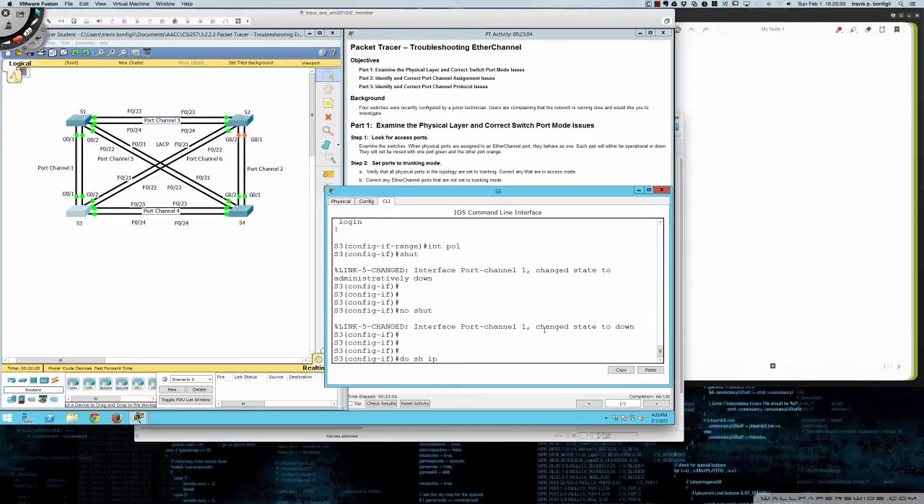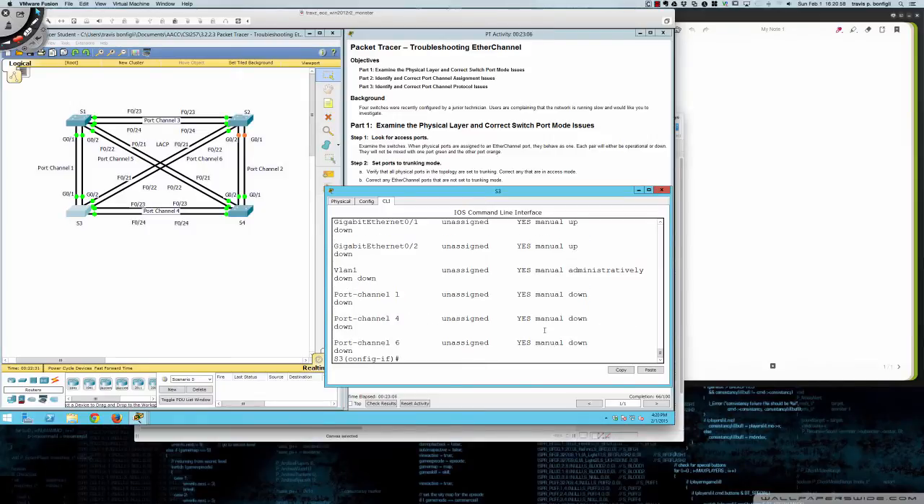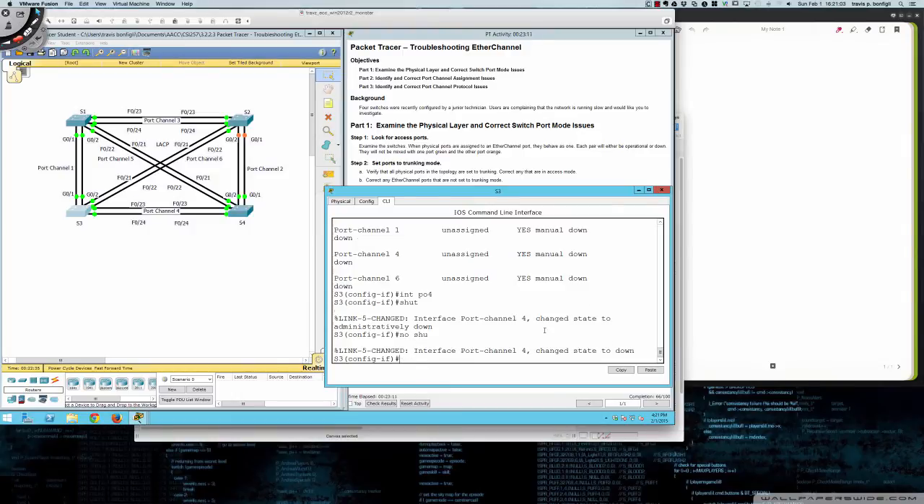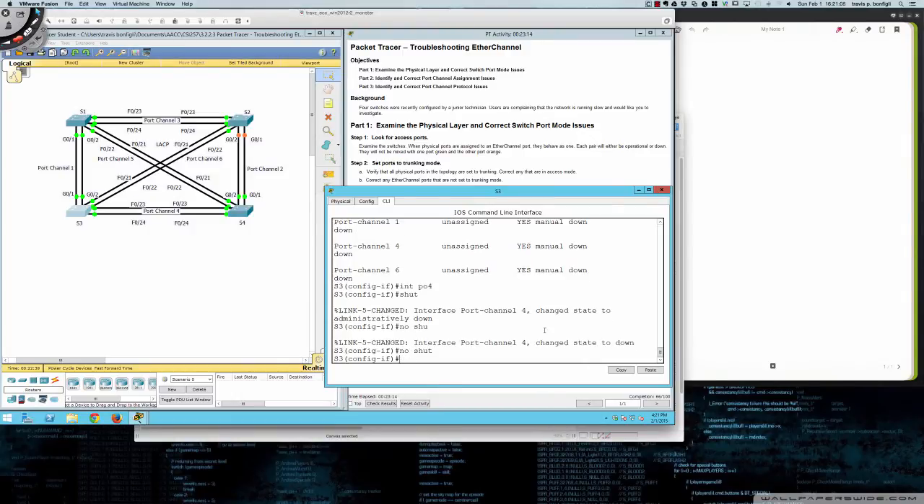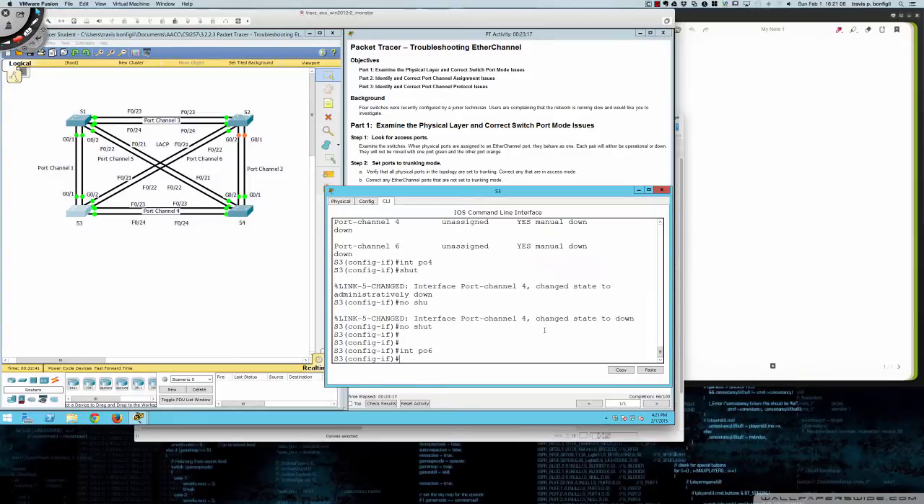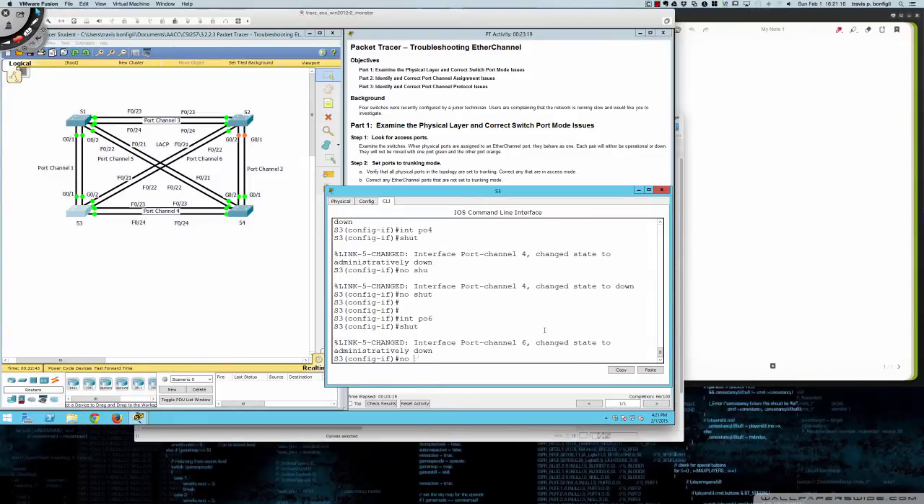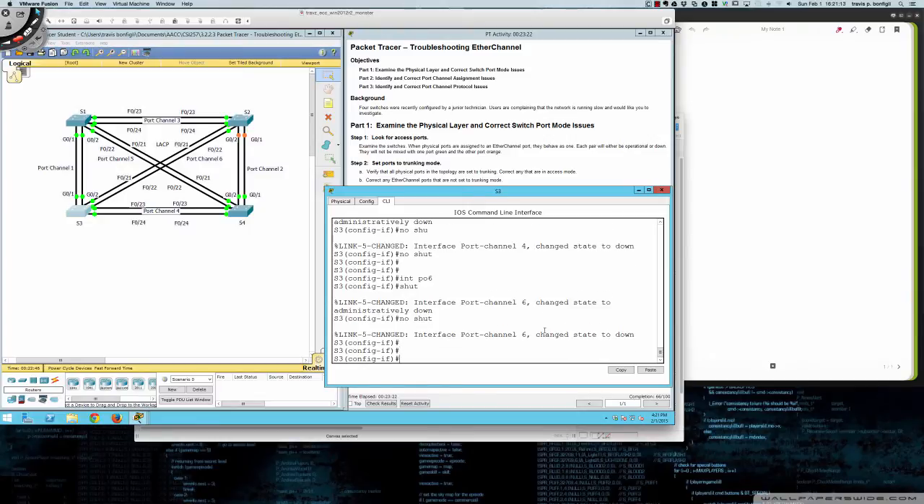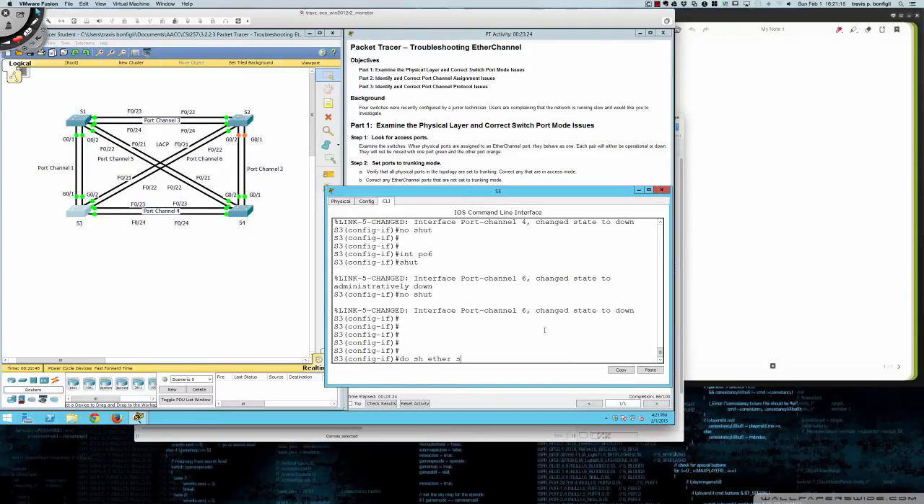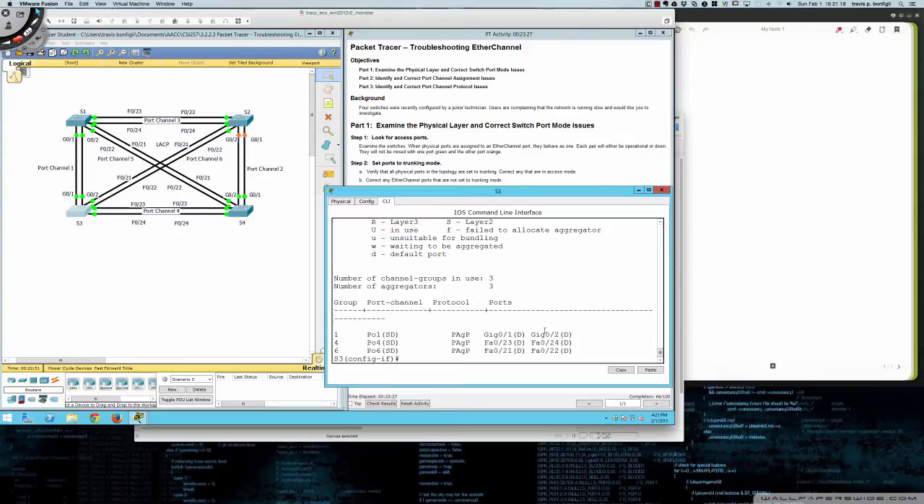So do show ip interface brief. We should have port channels 1, 4, and 6. So interface Po4, shut, and then no shut. And then interface Po6, shut, and then no shut. And let's now do a do show etherchannel summary. And you can see, unfortunately, the protocol for these guys is still locked in with PAgP. So it might be that we may need to go the other way with these, and we'll take a look at that here in a second.